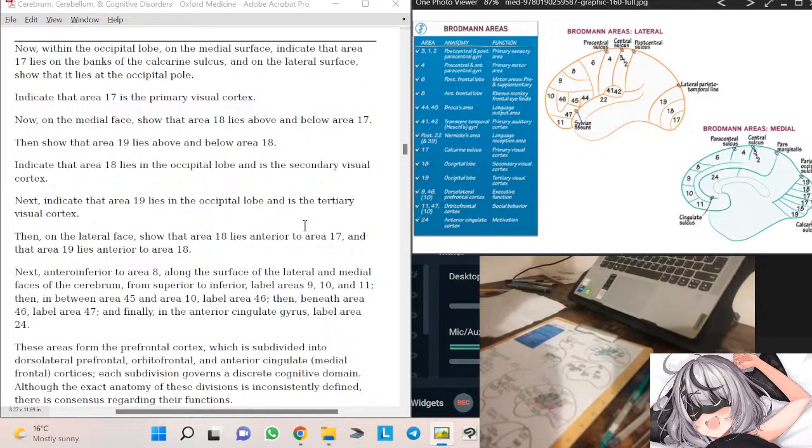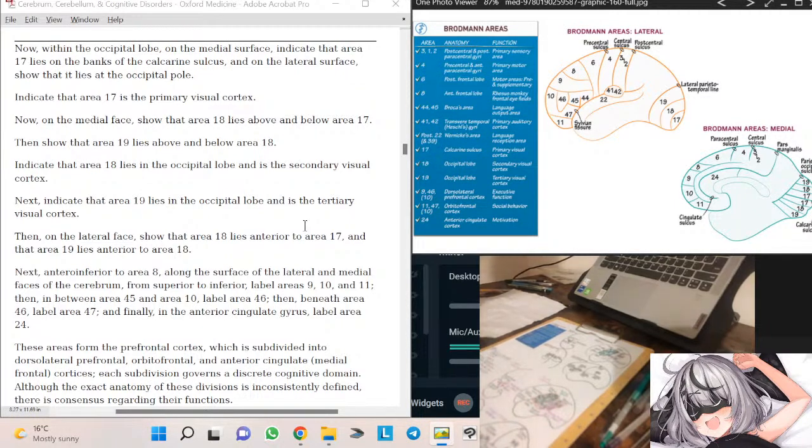Then, in between area 45 and area 18, label area 46. Then, beneath area 46, label area 47. And finally, in the anterior cingulate gyrus, label area 24.